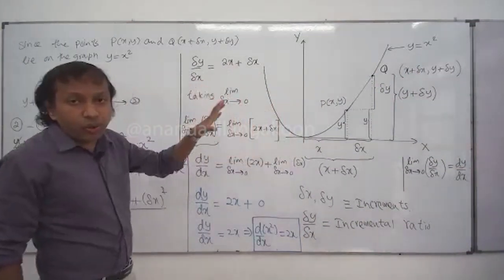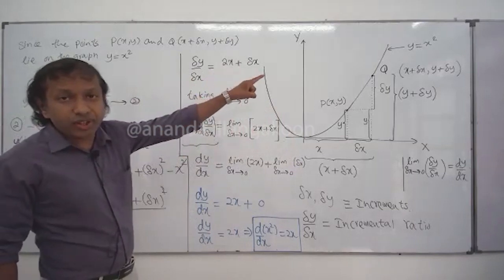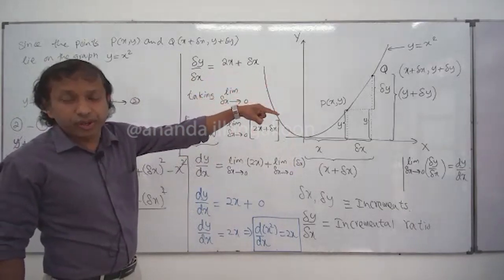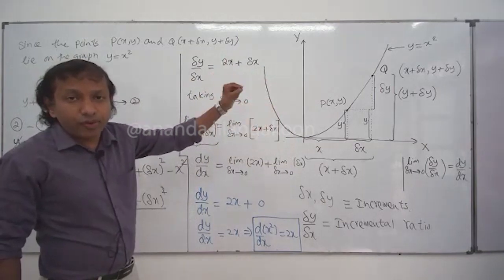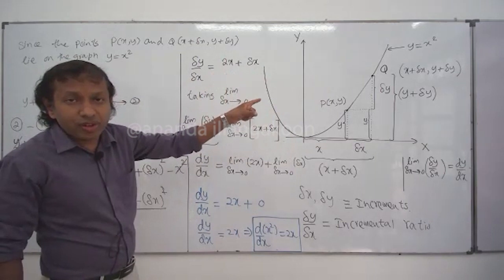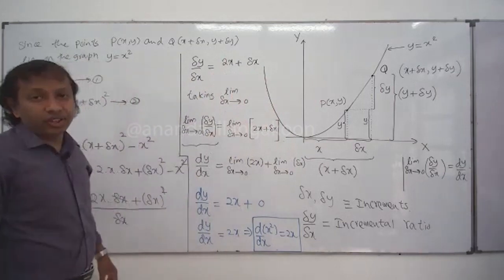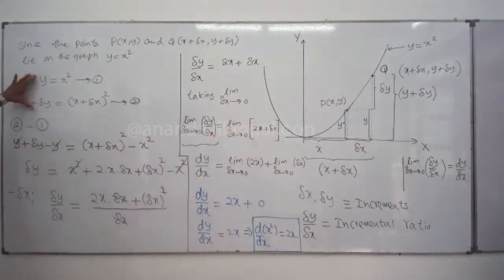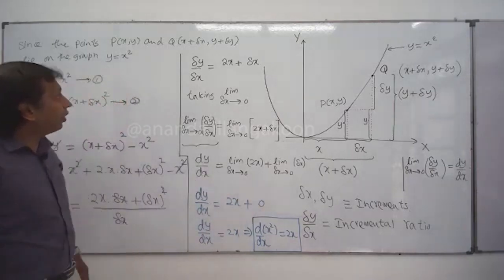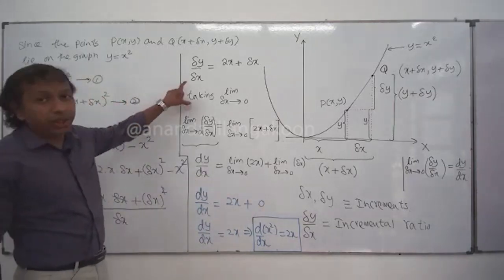Understand? So therefore, the coordinates of the points P and Q must satisfy the equation of the graph y equals x squared. Coordinate satisfied means what, people? For x, we substitute the x coordinate. For y, we substitute the y coordinate. Then the left and right become equal. That is called what? Coordinates satisfy the equation. Now, like that, I wrote these two equations, and thereafter we subtract number 1 from number 2. I found delta y like this, and both sides I divided by delta x. Then we get delta y by delta x on the left hand side. This is called what, people? Incremental ratio.